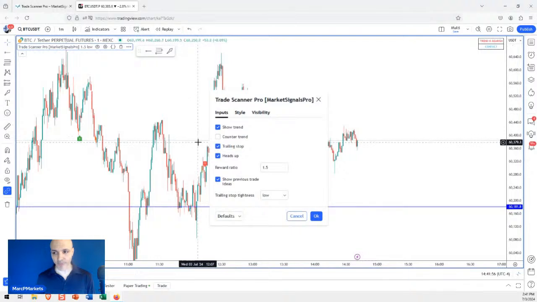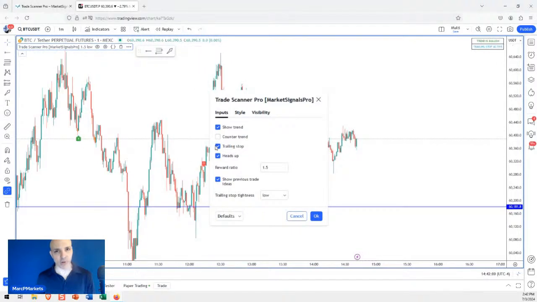Now, trailing stop, that should be obvious. By default it's turned off, but you should turn it on because a trailing stop is always reducing your risk, and that is the factor that keeps you in your winners longer.